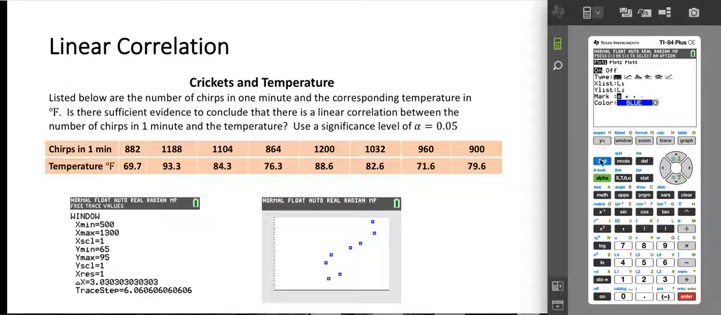Then what I want to do is change my window. So I'm going to press window, and you'll notice I put these values in here. Now, how did I determine that I wanted to start at 500?